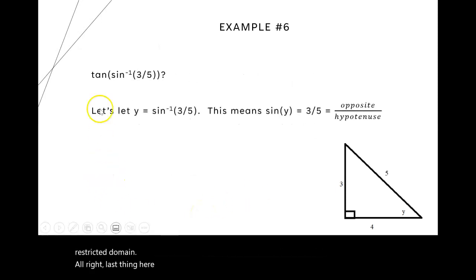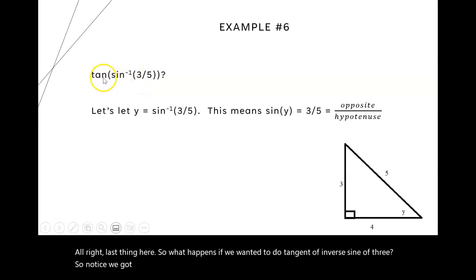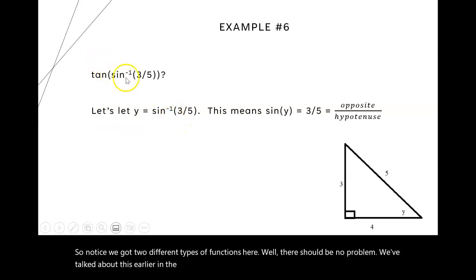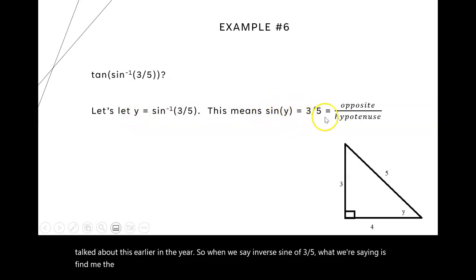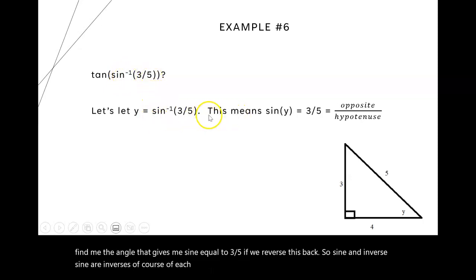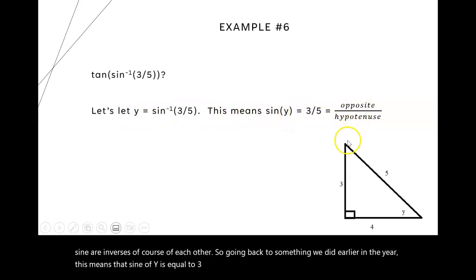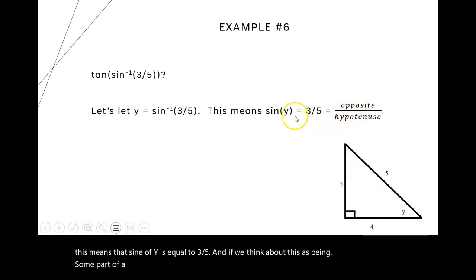Last thing here. What happens if we wanted to do tangent of inverse sine of 3/5? Notice we got two different types of functions here. Well, there should be no problem. We've talked about this earlier in the year. So when we say inverse sine of 3/5, what we're saying is find me the angle that gives me sine equal to 3/5. If we reverse this back, sine and inverse sine are inverses, of course, of each other. So going back to something we did earlier in the year, this means that sine of y is equal to 3/5. And if we think about this as being some part of a triangle, going back to your geometry days, that means opposite over hypotenuse was 3/5.